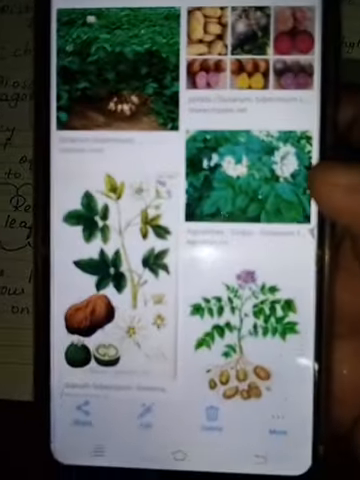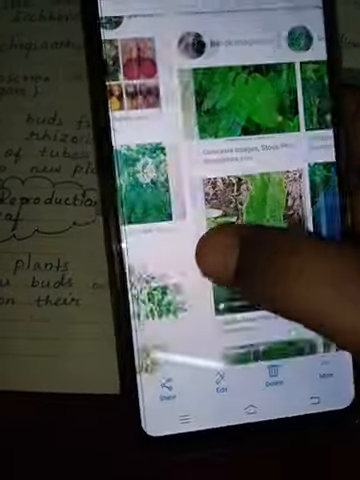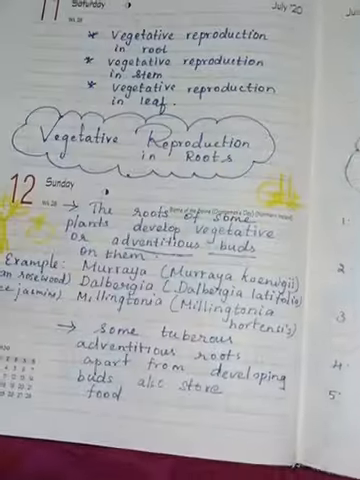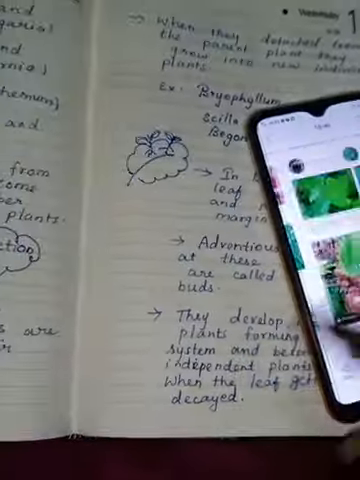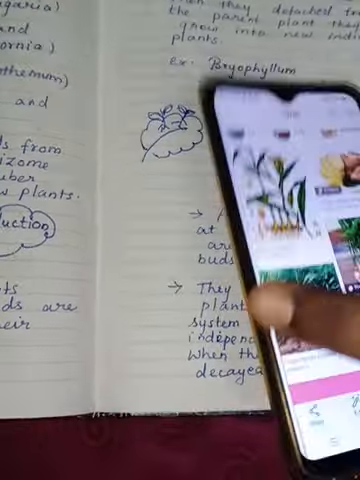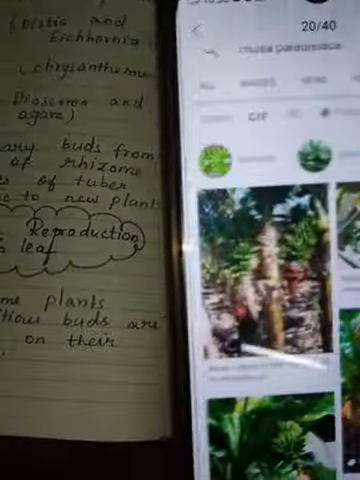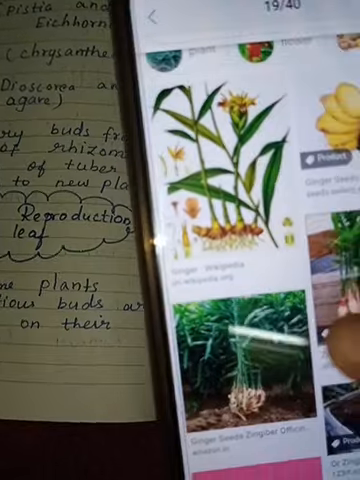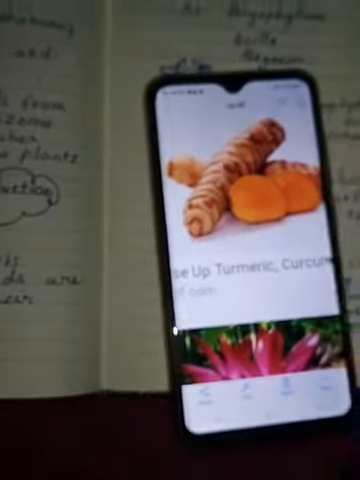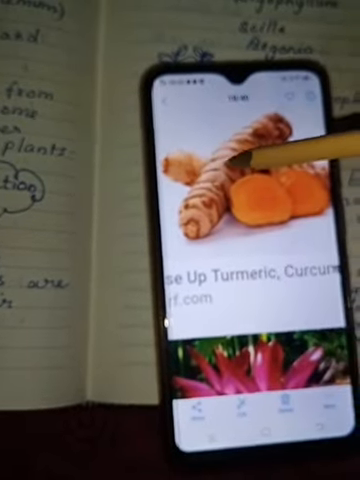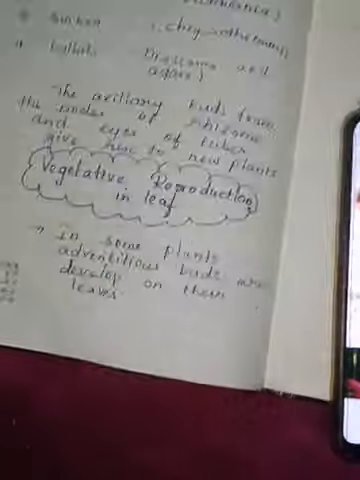So see here. So example of rhizome is what? Musa paradisiaca, Zingiber officinale and Curcuma longa. Okay, so see here. So see here, this one is a node. Okay, this one is a node. Okay, this one is a node.